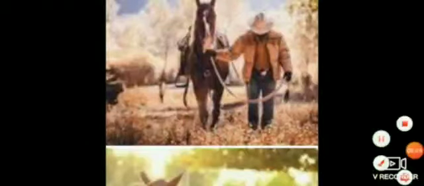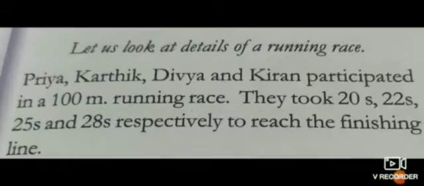Do we need to know the distance covered and time taken by the body in motion to decide whether the motion is slow or fast? Let us look at an example, the details of a running race. Priya, Karthik, Divya and Kiran participated in a 100-meter running race. They took 20 seconds, 22 seconds, 25 seconds and 28 seconds respectively to reach the finishing line. Who do you think ran the fastest and whose running is slowest?